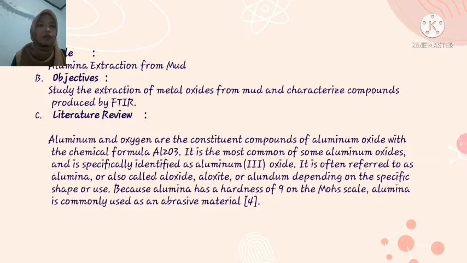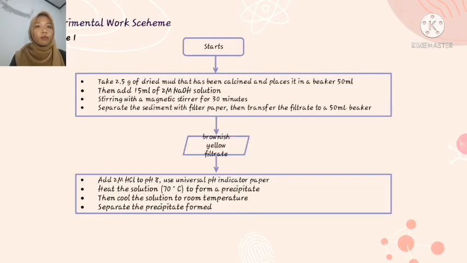Depending on the specific shape or use. Because alumina has a hardness of 9 on the Mohs scale, alumina is commonly used as an abrasive material. Next, experimental work segment. Method 1.